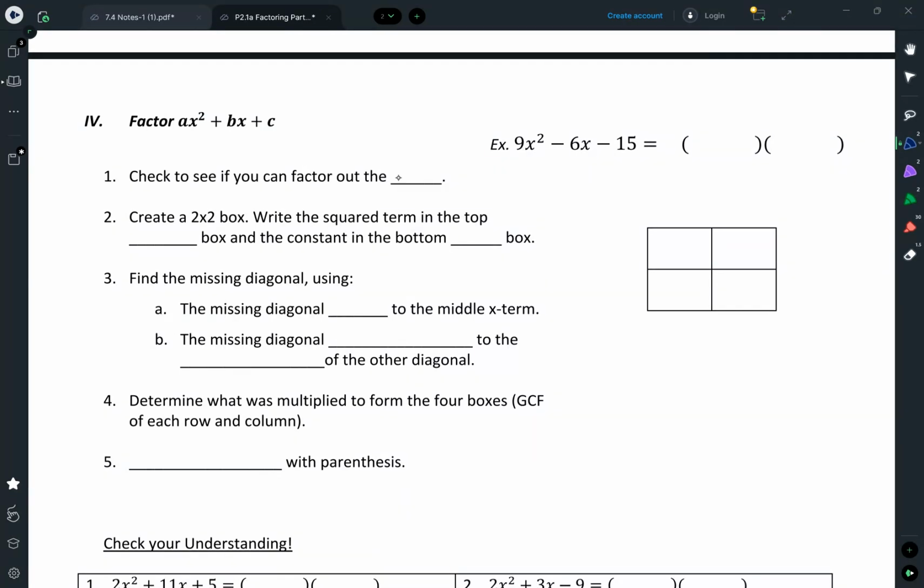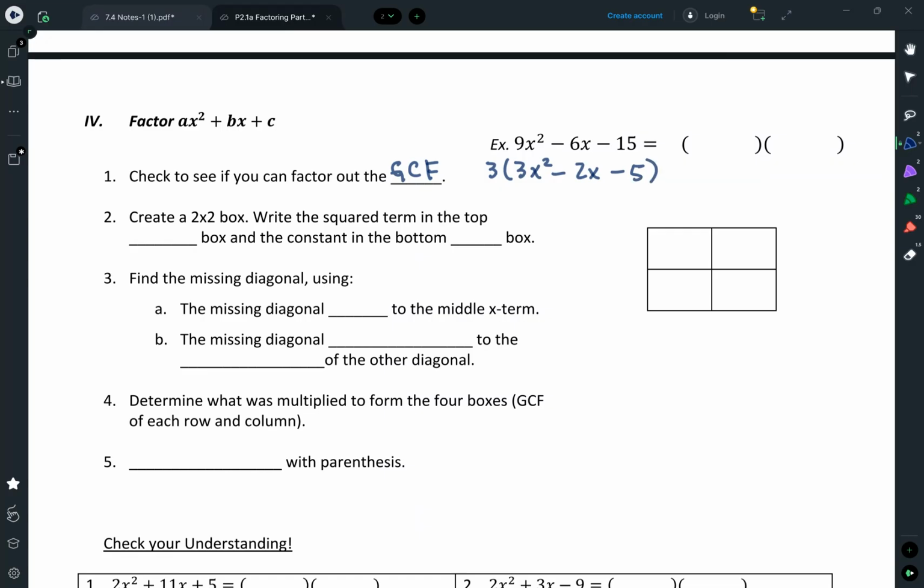So first we're going to check to see if we can factor out a greatest common factor. And we can here, right? 9, 6, 15. We can divide a 3 out of all of them. So if I divide a 3 out, I factor it out, put it in front, I'm going to have 3x squared minus 2x minus 5.